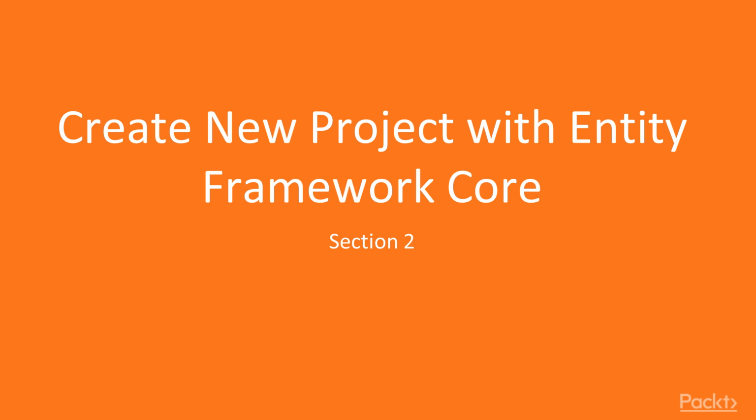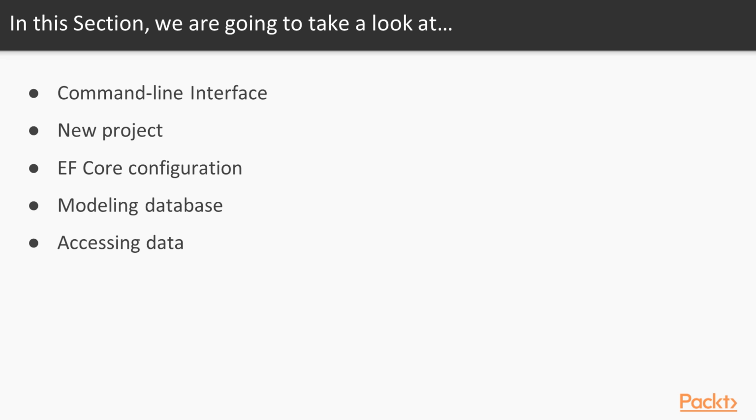In this section, we will talk about creating a project that is using Entity Framework Core. We're going to start by discussing a command line interface tooling that comes with .NET Core. Then we will create a project using Visual Studio. We will add Entity Framework configuration to this ASP.NET Core project. We will create a simple model to model just a single table. Finally, we will use that model to access the data in a SQL Server database.